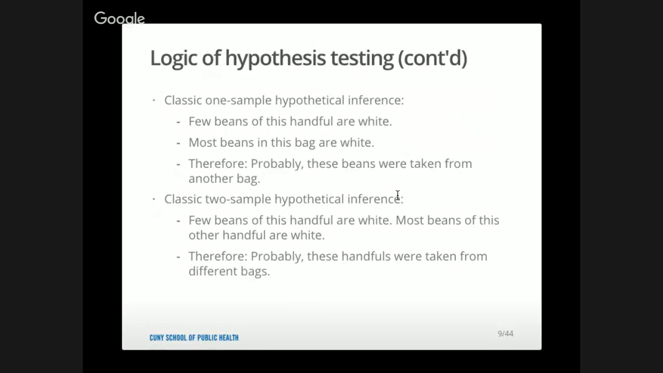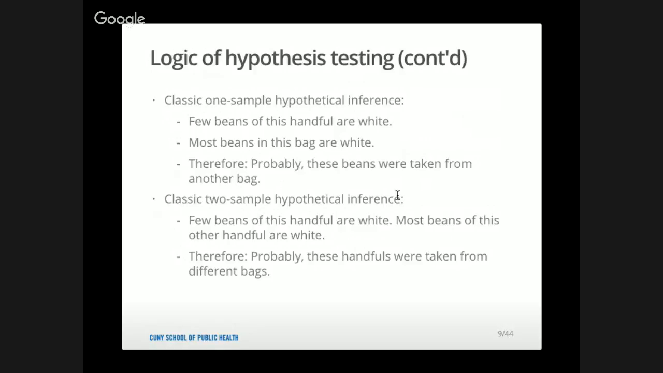The sort of classic example of the logic of hypothesis testing is you've drawn some beans from a bag. You see that only a few of those beans are white, but in the bag, most of them are white. So probably this handful of beans came from somewhere else, because you'd be unlikely to reach into this bag that's mostly white beans and draw all black beans.